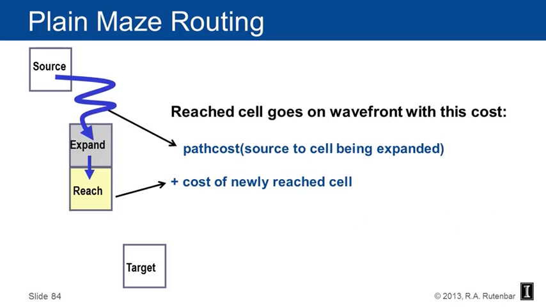So let's look at plain maze routing. We know how this works. We expand from the source. We get to a cell, we expand it, we put it on the wavefront, we pull it off the wavefront, and we expand that cell. So that cell is gray here, and there's a big squiggly blue line that says we got here somehow. We're expanding the gray box, we're reaching the yellow box located underneath it. What does it cost to reach that cell? And the answer is the path cost of the source to the cell being expanded and the cost of the newly reached cell. And that's how it goes on the wavefront. Path cost plus cell cost.